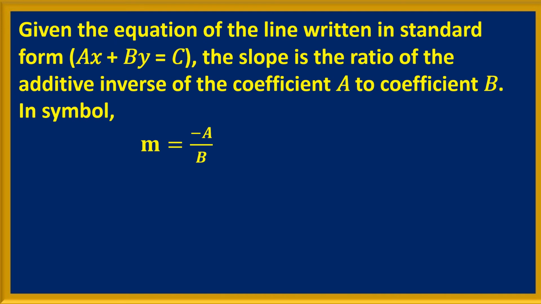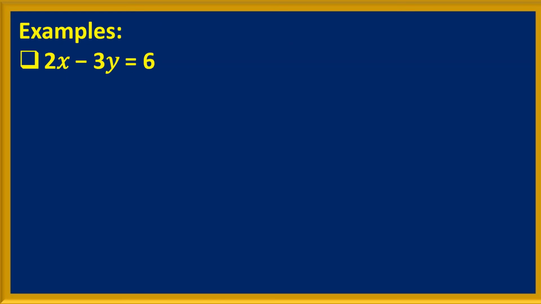Given the equation of the line written in standard form ax plus by equals c, the slope is the ratio of the additive inverse of the coefficient a to coefficient b. In symbol, slope equals negative a over b. So kapag equation naman ang given natin para ma-identify natin slope, gagamitin natin itong given formula na nakalagay dito, yung negative a over b. Okay, let's have example.